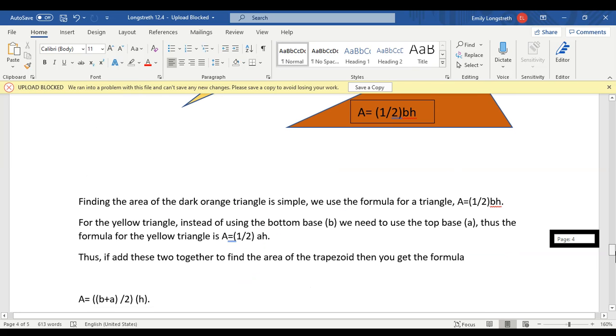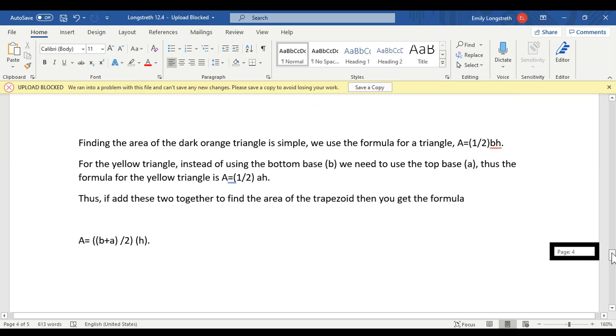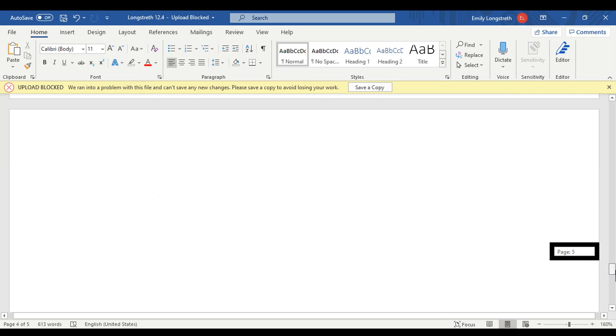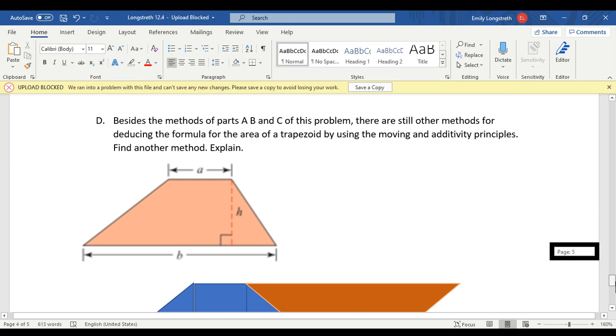When you add these two formulas together to find the full area of the trapezoid, you get area equals (B base plus A base) divided by 2 times height. Finally, D. Besides the methods of parts A, B, and C, there are still other methods for deducing the formula of a trapezoid area. By using moving and additivity principles, find another method.